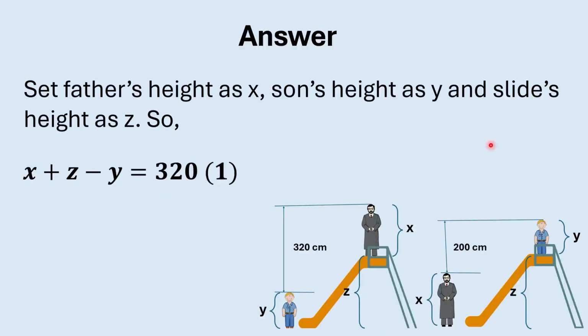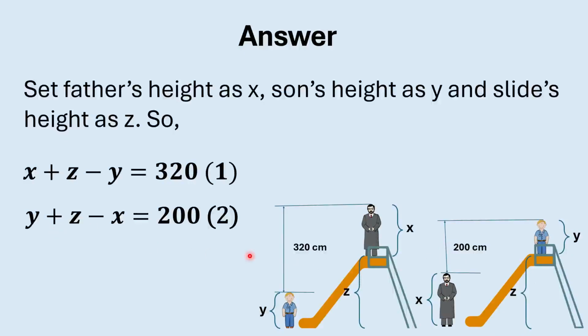Similarly, from the diagram on the right side, we can see the son's height plus the slide's height minus the father's height is equal to 200. That means the second equation is y plus z minus x is equal to 200.